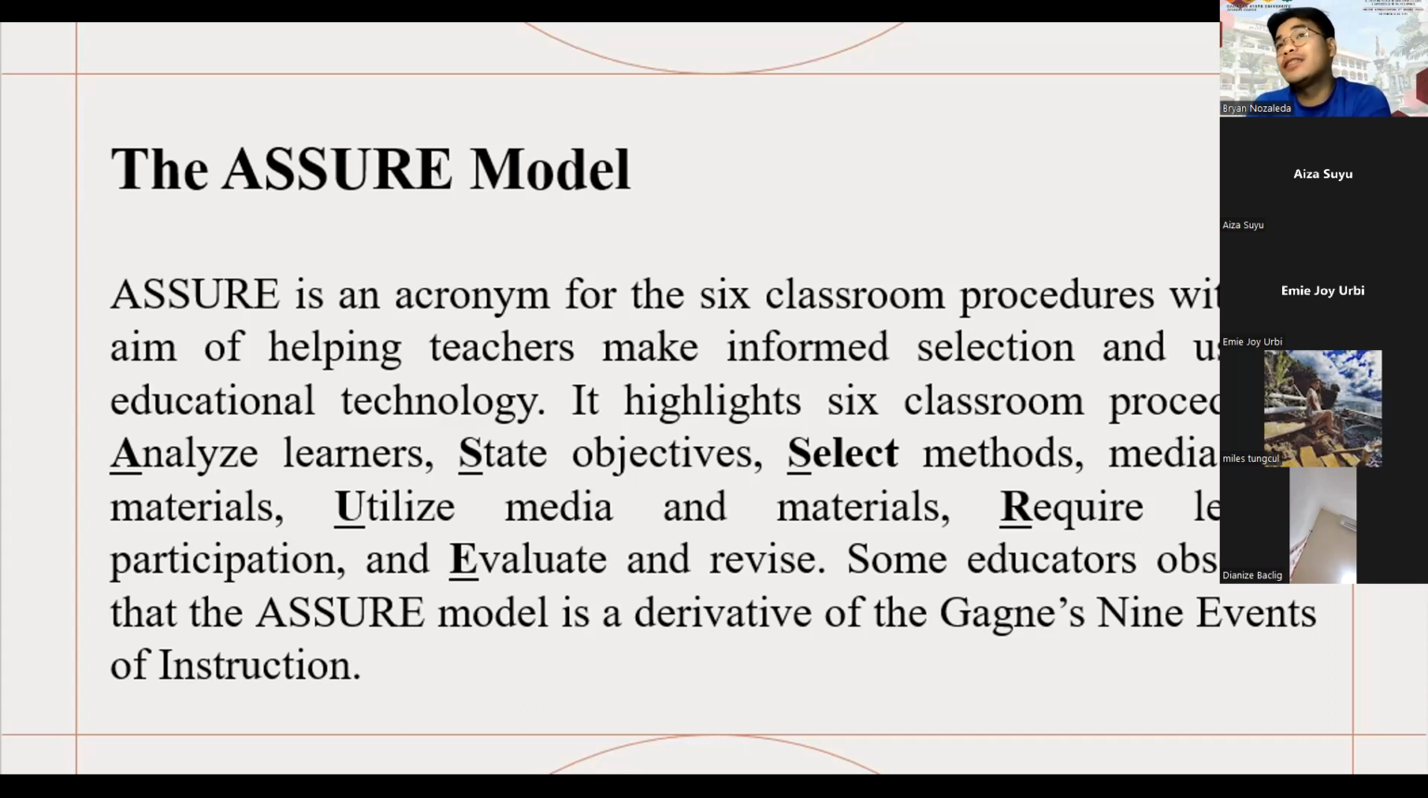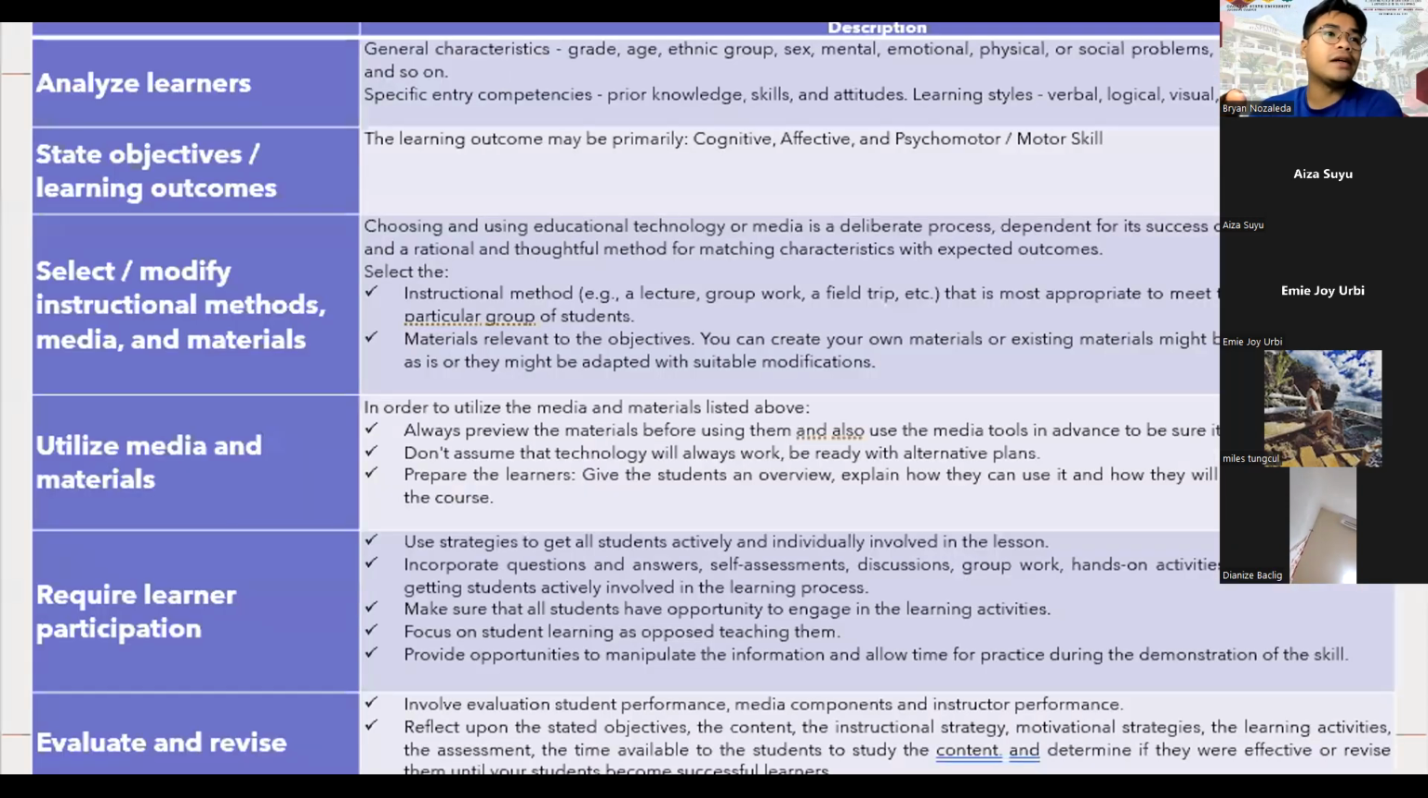Although the ASSURE model is nearer to the ADDIE model than the Gagne's 9 events. Okay? If you look at it, the ASSURE is very similar to the ADDIE process, I should say. So again, what's the ASSURE model? A is analysis of learners and then stating the objectives, then select methods, materials mo, utilize media, gamitin mo na, yung implement stage sa ADDIE, require learner participation, and then evaluate and revise. Now let's look at examples of the ASSURE model.